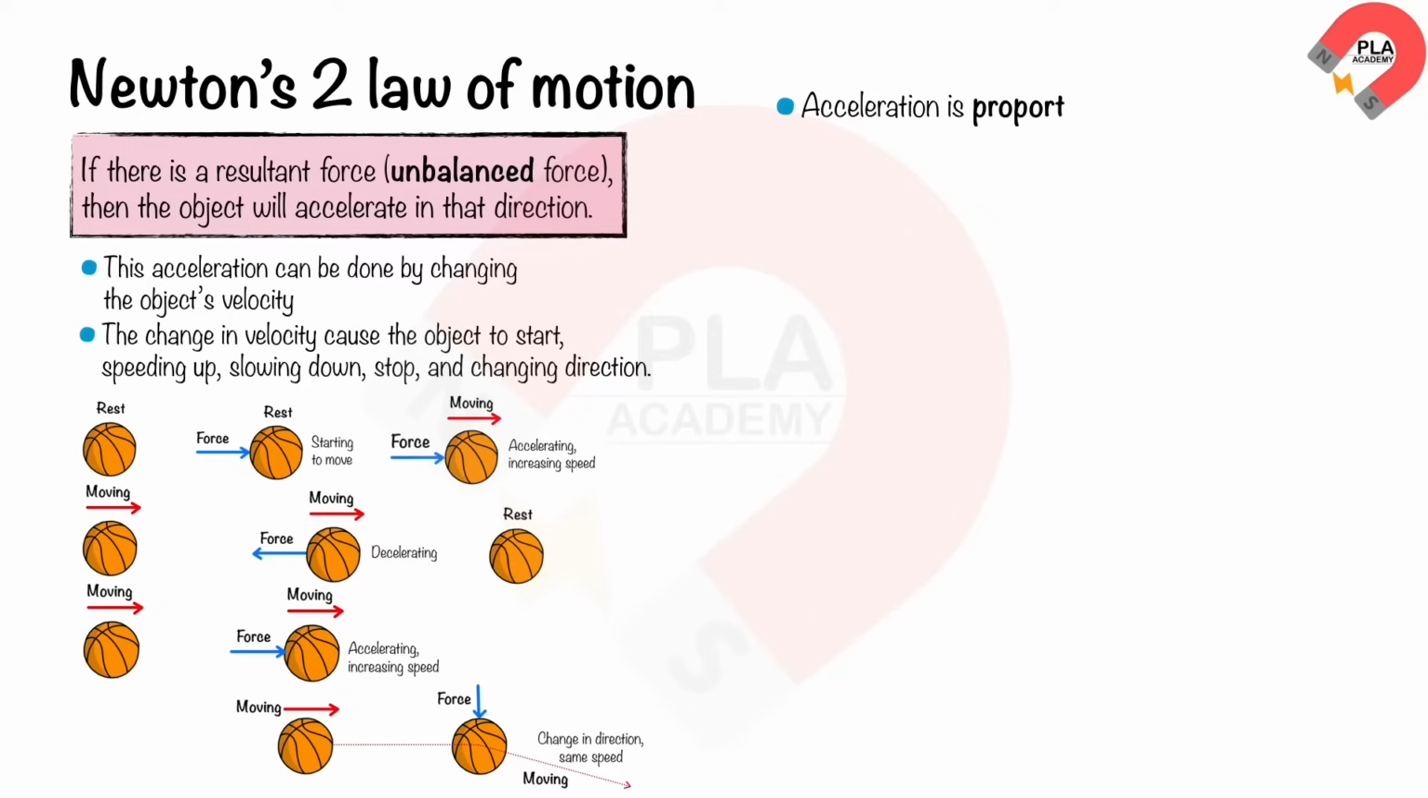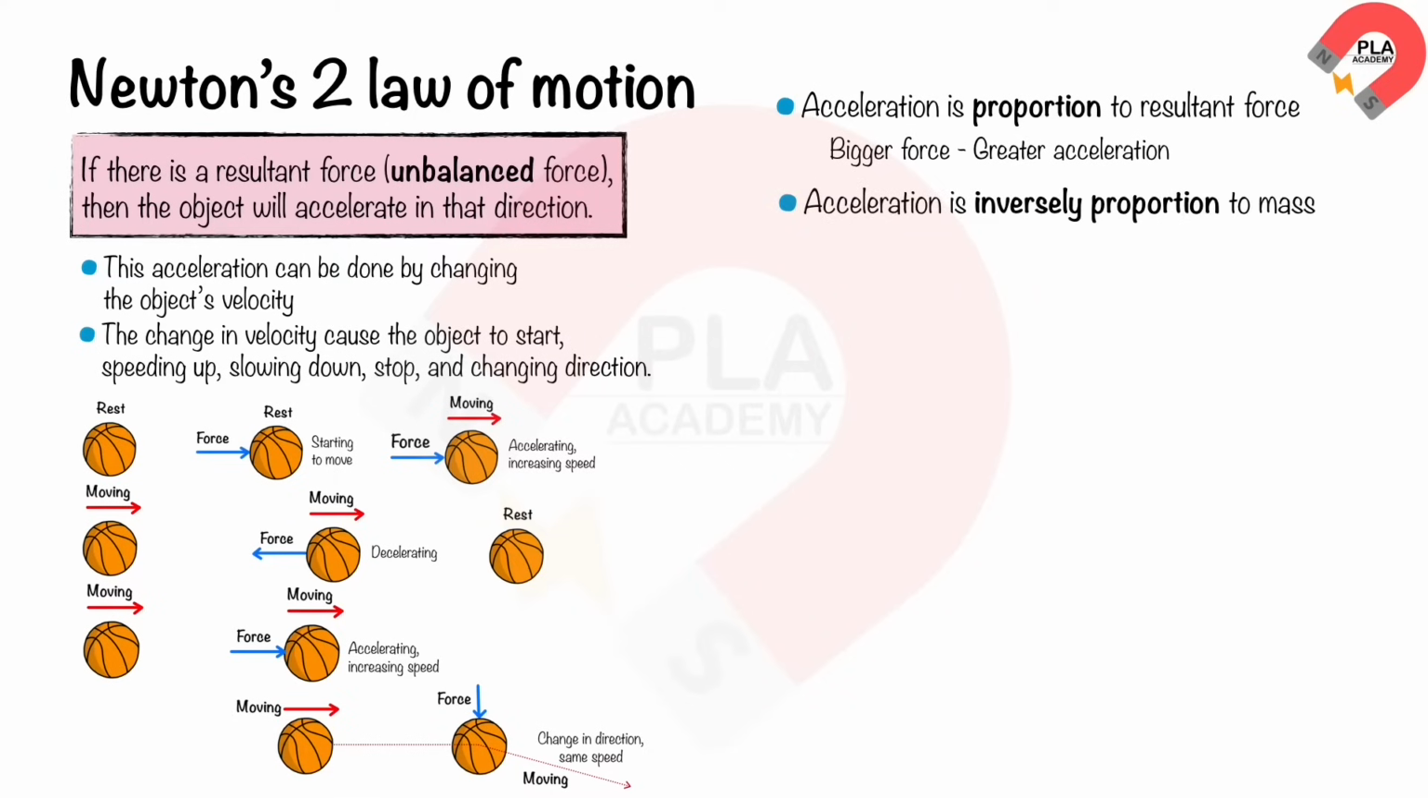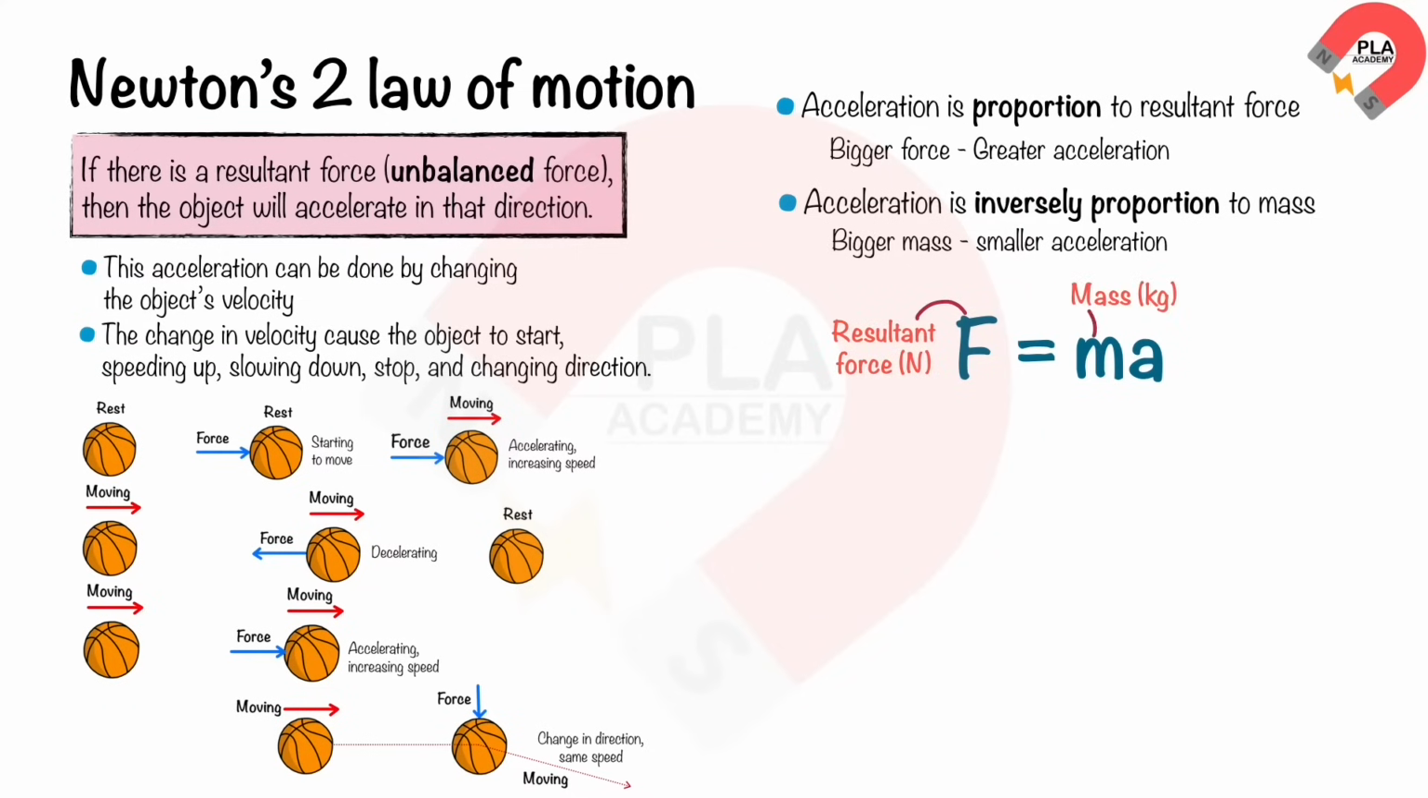The acceleration of an object is directly proportional to the resultant force. The bigger the force, the greater the acceleration. The acceleration is inversely proportional to the mass of the object. The bigger the mass, the smaller the acceleration. This can be expressed mathematically as F equals ma, where F is the resultant force in newtons, m is the mass in kilograms, and a is the acceleration in meters per second squared.